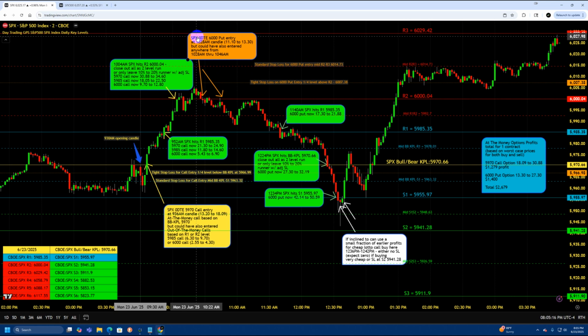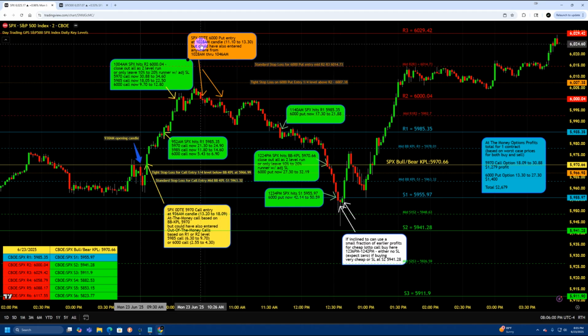But in any event, the entry, at least my entry, is here at the 10:28 candle. This tight stop loss is a quarter level above R2, which is 60.38. Again, how we get that is we simply take the R2 level, the main level, 60.04, and the 60.14.73, add those two together, divide by 2, and that's the number you get, 60.38. So this is your tight stop loss level. This would be your standard stop loss level for this entry, which is the mid R2, R3 of 60.14.73.